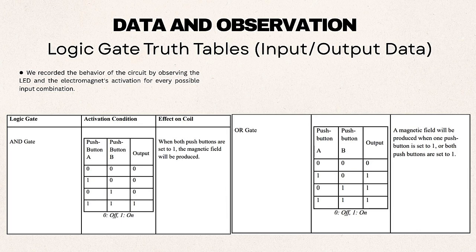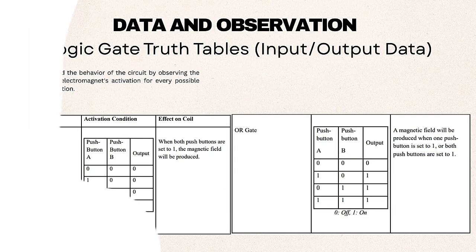Next, I will explain about the OR gate. The activation condition for the OR gate is 000, 101, 011, 111. The effect on the coil is that a magnetic field will be produced when one push button is set to 1 or both push buttons are set to 1.